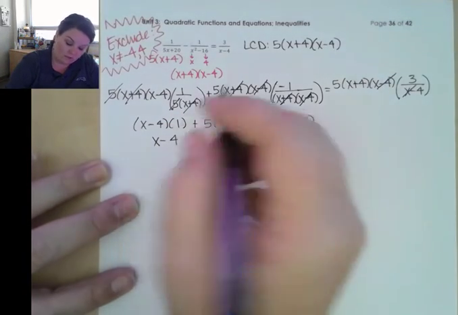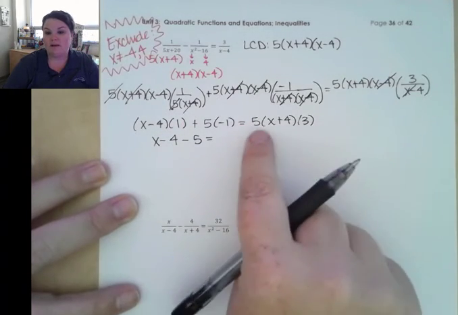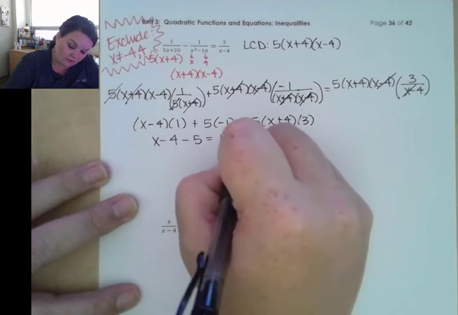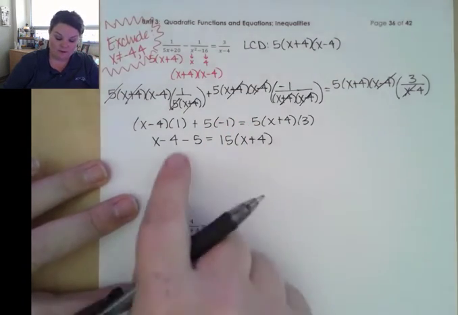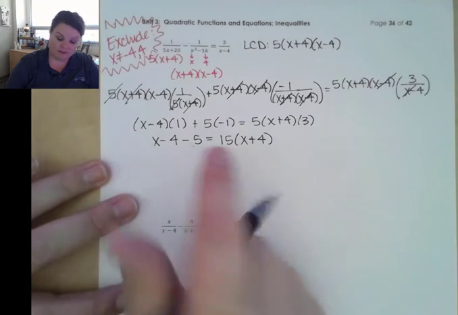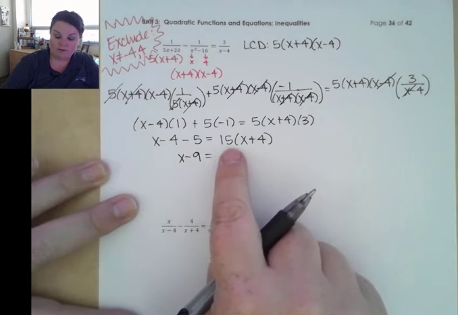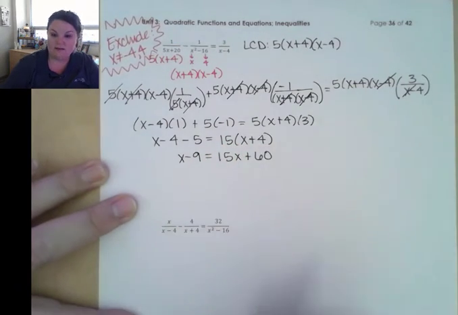5 times -1 is -5. And on this side, I'm going to go ahead and multiply my numbers together first, my 5 and my 3, which is 15. And then I'll distribute it into the x plus 4. Okay. So on this side, I can go ahead and combine my -4 and -5 to get -9. When I distribute my 15, that gives me 15x plus 60.